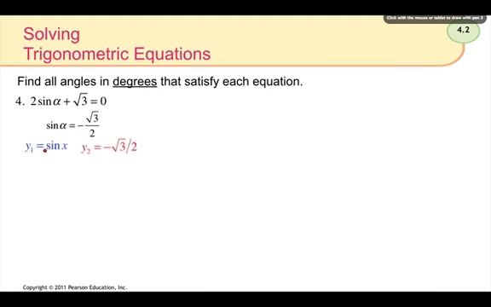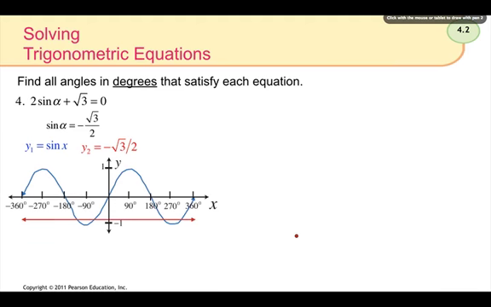y sub 1 being sine of x, y sub 2 equaling the right-hand side. I graph these two functions. I get something that looks like this. Notice instead of using radian measures for the x values, now I'm using degrees, just to keep in mind that they're asking me to find all angles in degrees. So from here, notice that I have more solutions than the previous problems.